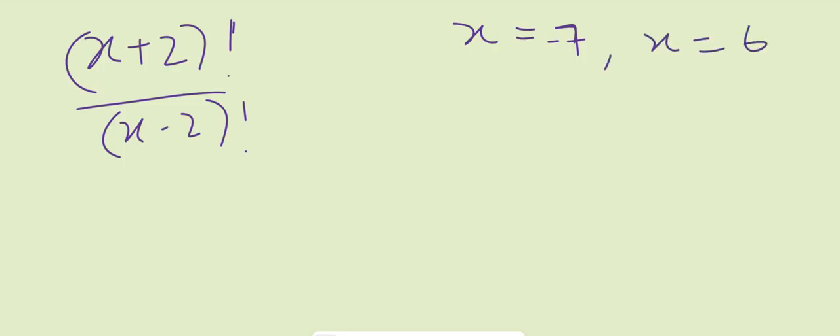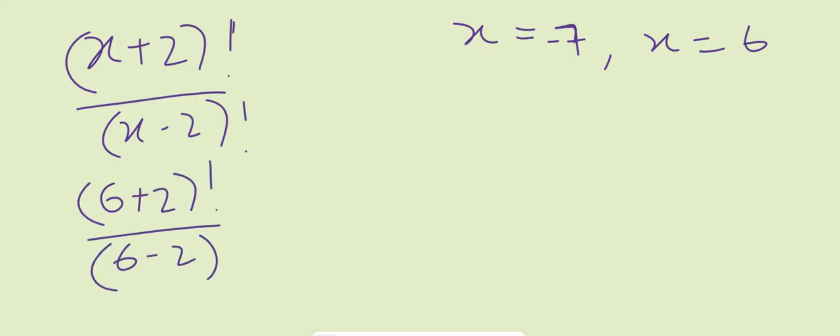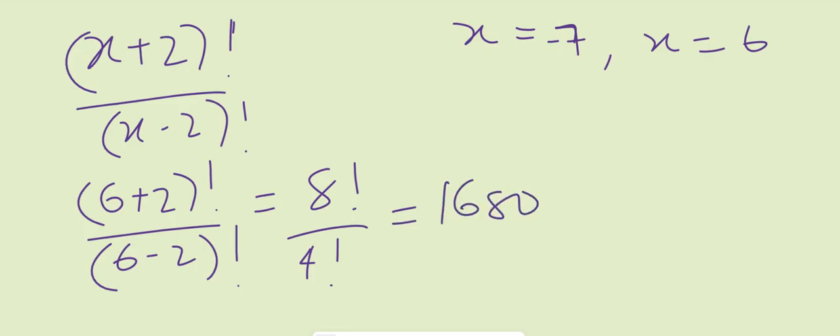Let me check with positive 6. 6 plus 2 factorial over 6 minus 2 factorial. This gives 8 factorial over 4 factorial. If you pick up your calculator and calculate this, this gives 1680.